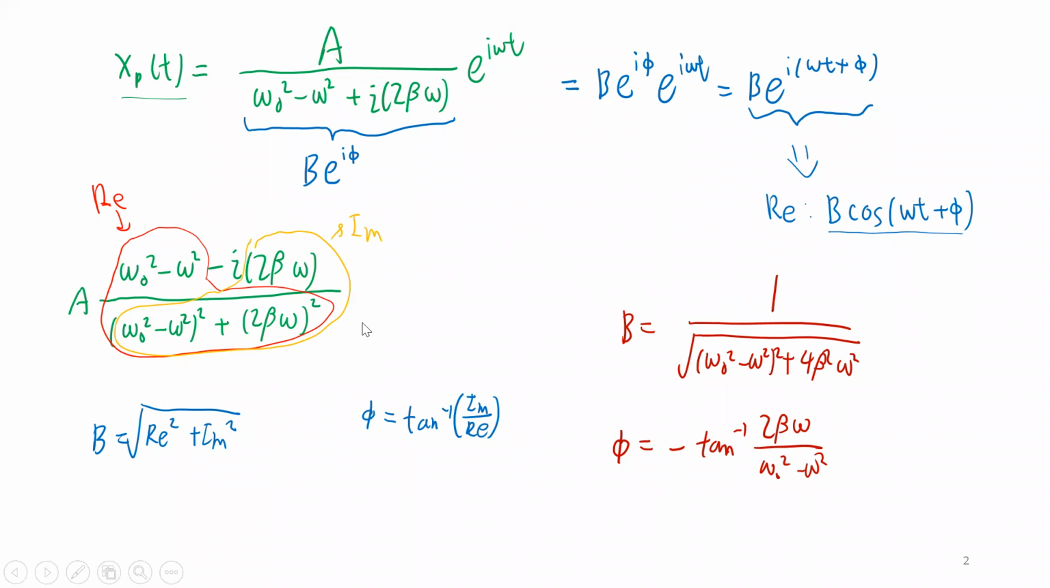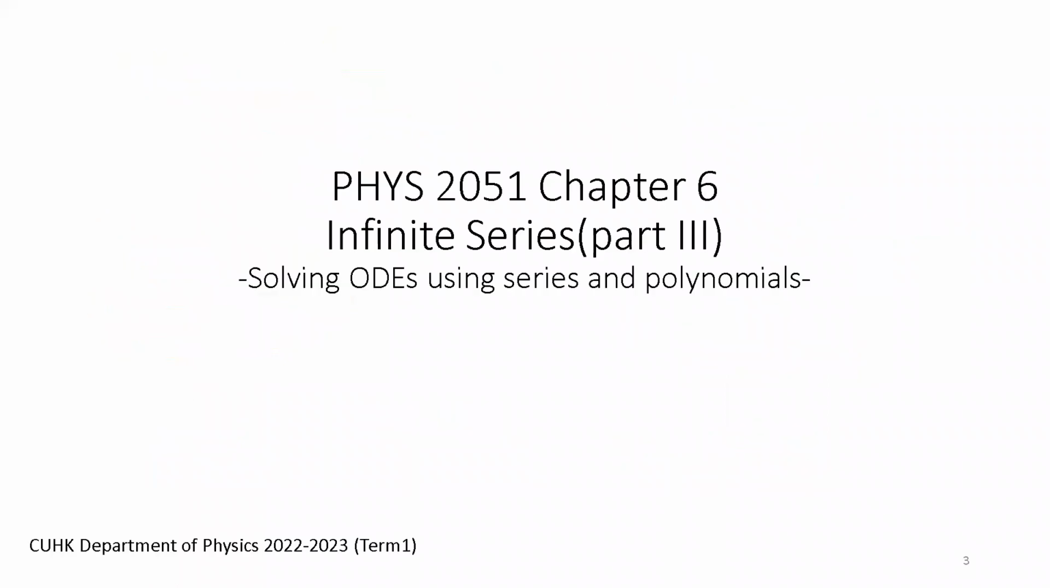So in fact, that is actually a slightly faster way to find this B. You just need to multiply this thing by its own complex conjugate, and then take a square root, and that can also give you the B. So that's it, just an example that I wanted to talk about last time.